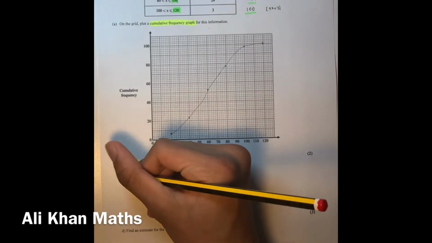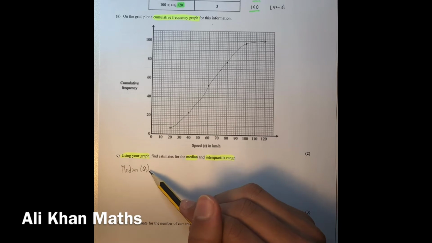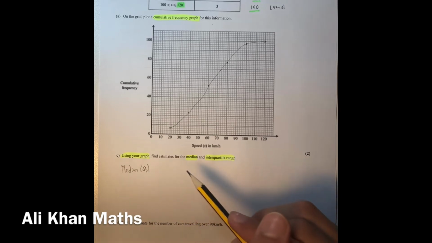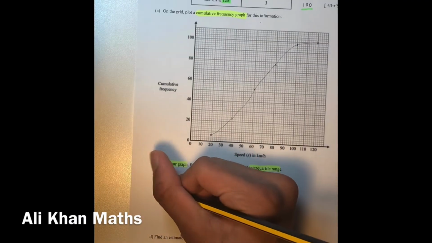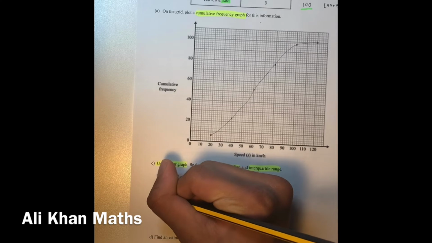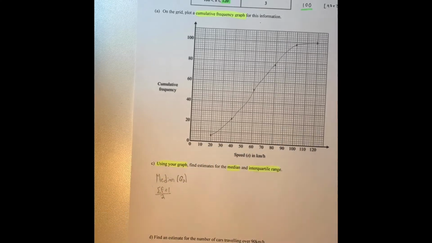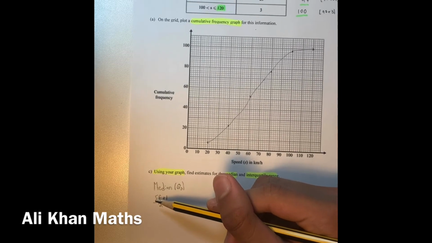Let's start with the median. The symbol you'll often find for the median is Q2, and we'll come on to the reason why in just a minute. But first, let's work on finding it out. The median is found using the expression the sum of f plus 1 divided by 2. Don't be put off by this Greek symbol. It's called sigma, and it simply means the sum of.